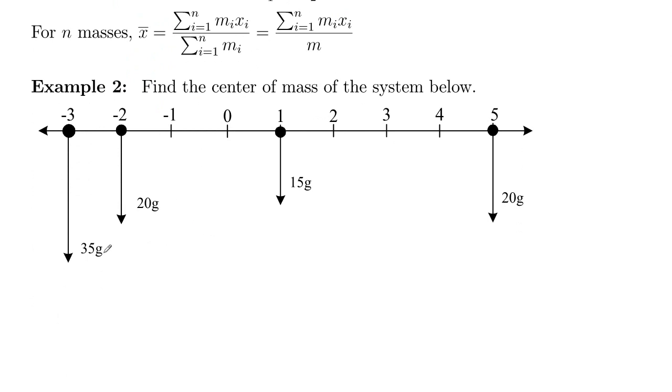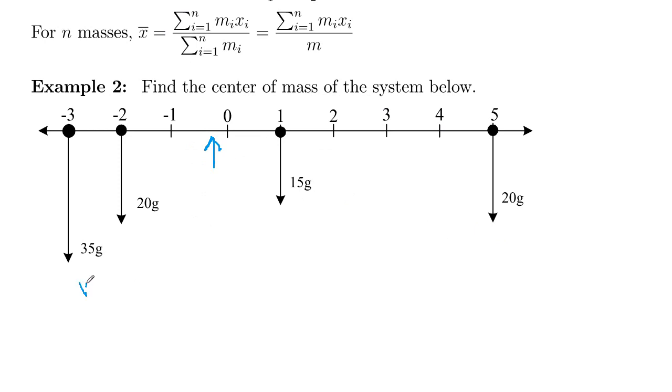So here we've got some masses, 35 grams at a coordinate of -3, 20 grams at -2, 15 at +1, and then 20 at +5. And we want to find the center of mass. We want to find the coordinate of that balance point. So it looks like that maybe should be somewhere in here, possibly, because you've got some heavier masses here, and you've got some lighter ones over there, so it should probably be closer to the heavier masses. So I'm just kind of eyeballing. But let's go ahead and apply our formula here.